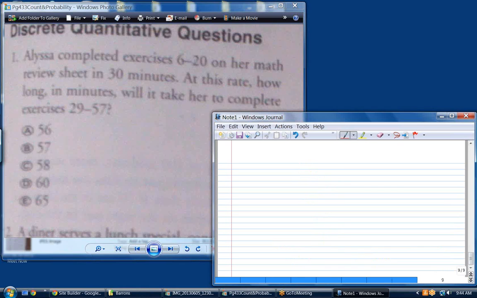This section is called counting and probability. Okay, this first question is fairly straightforward. Okay, it looks like it's taking her 2 minutes per problem.